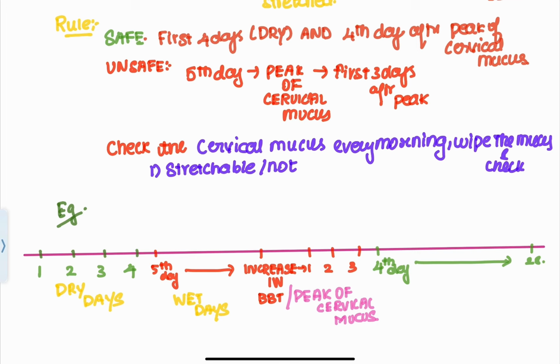So what are dry days? Dry days means during the first 4 days of the menstrual cycle, if the female takes a tissue paper and wipes, there is going to be no mucus. So there is no cervical mucus, those are the safe period. The first 4 days, those are the dry days, and these dry days are the safe period. So day 1 to day 4 of the menstrual cycle are the dry days and these are the safe period or the unfertile period. Right?